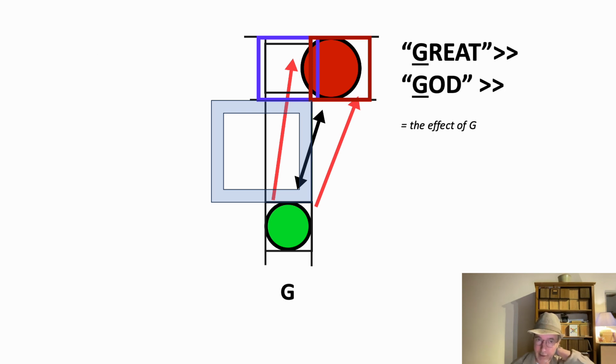Examples of words that start with G, so that have the effect of G, is great. So great has this effect on us. God is also a reference point for a lot of people. That's why I want to use this as well as a word.